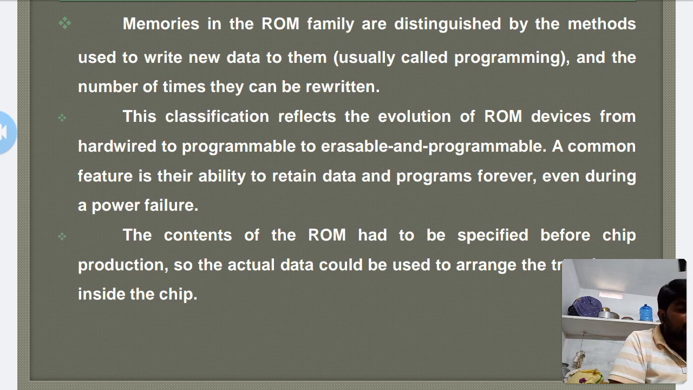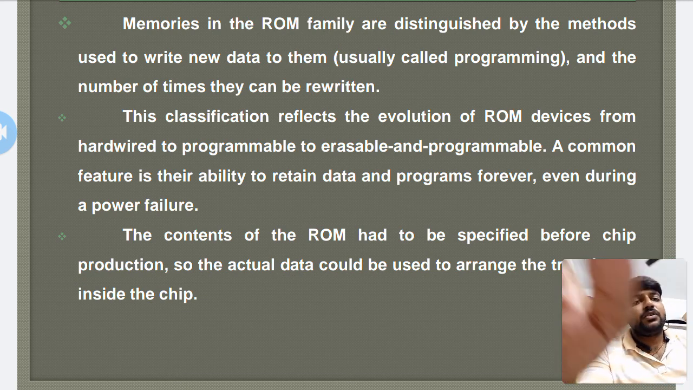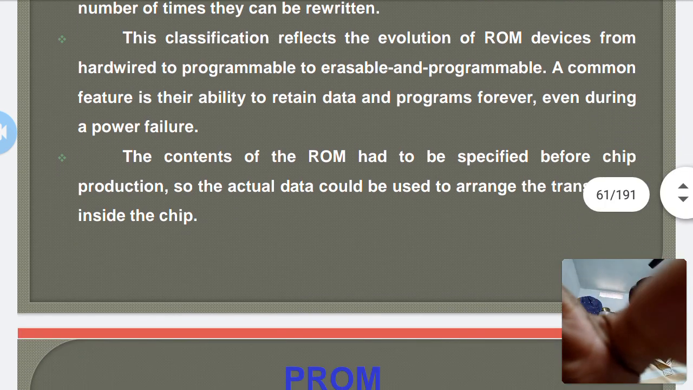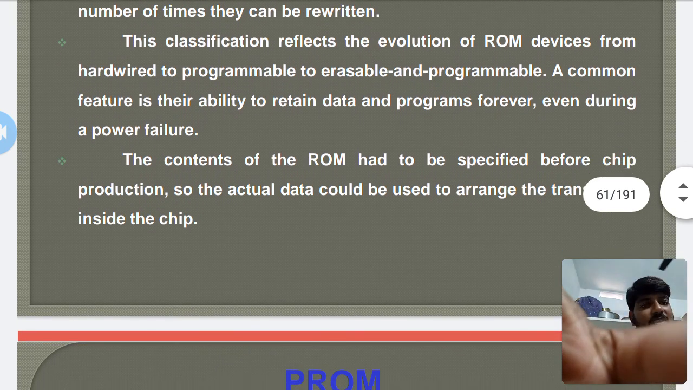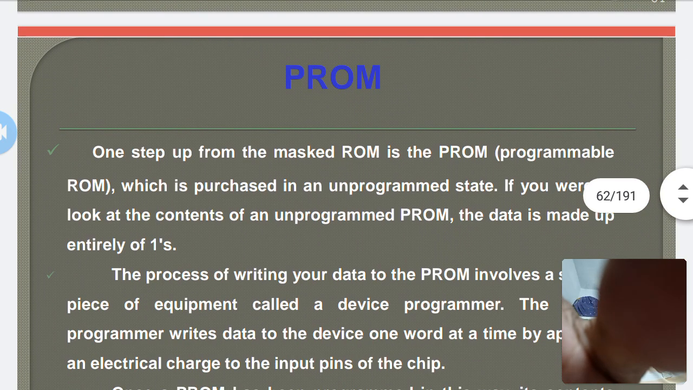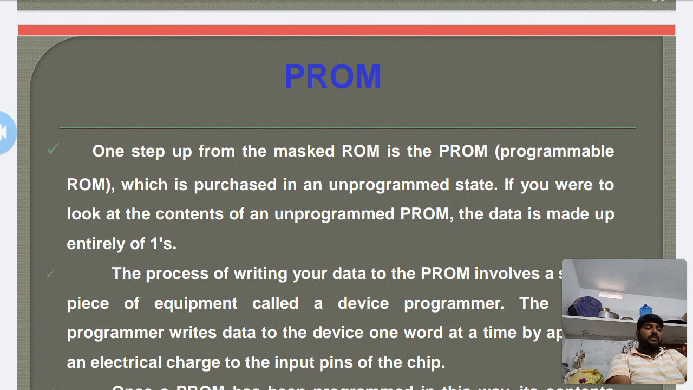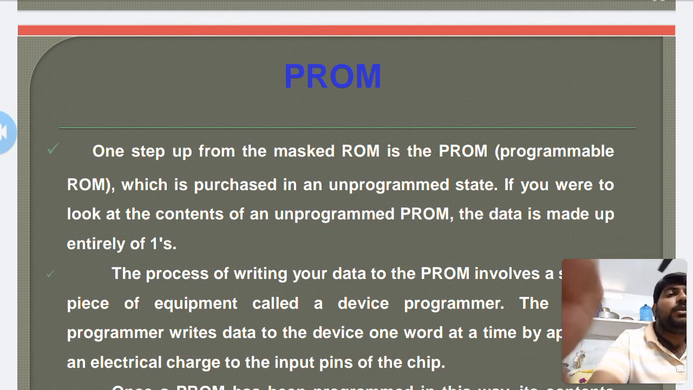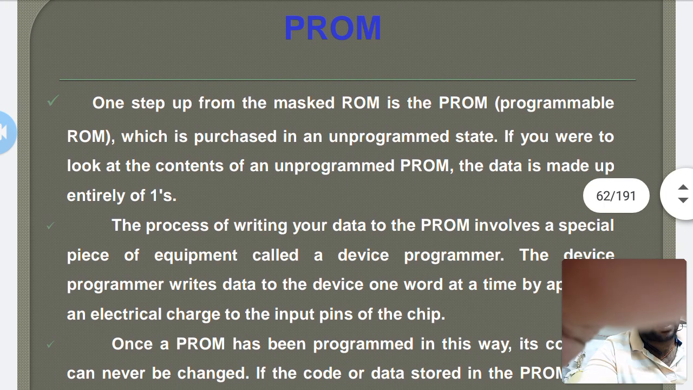The program memory or code storage memory in embedded systems stores program instructions, and it can be classified into different types based on requirements. The ROM contents had to be specified before chip production, so the actual data could be used in arranging the transistors inside the chip. Coming to the types of ROMs, the first one is programmable read-only memory, PROM.